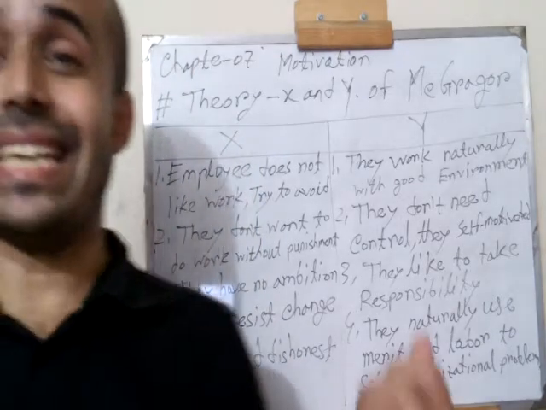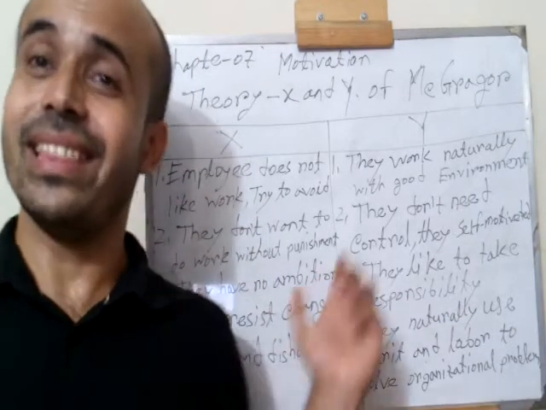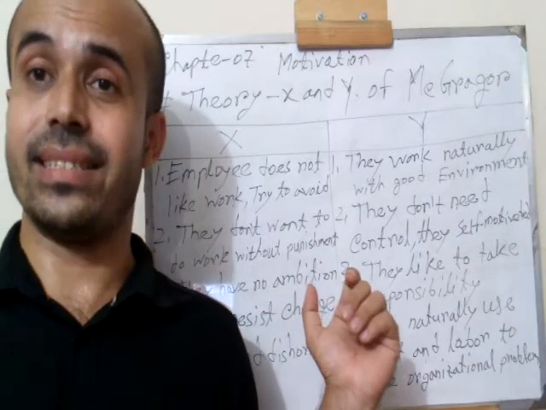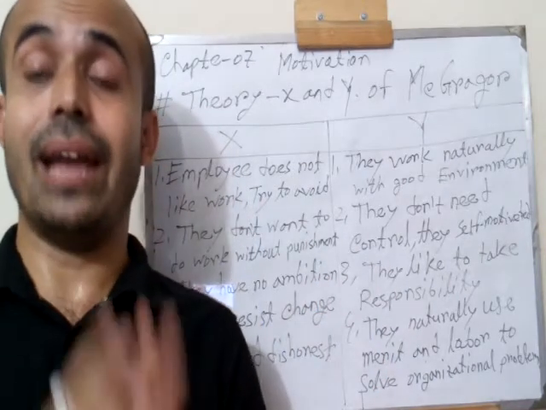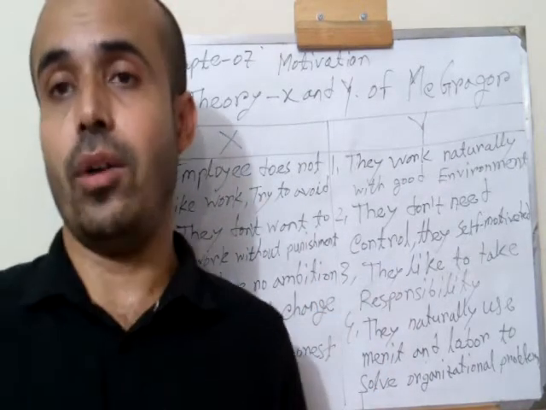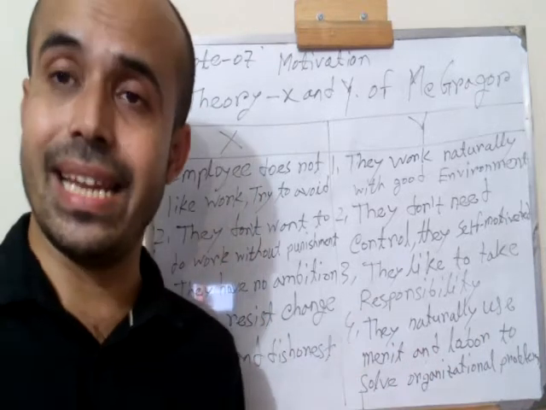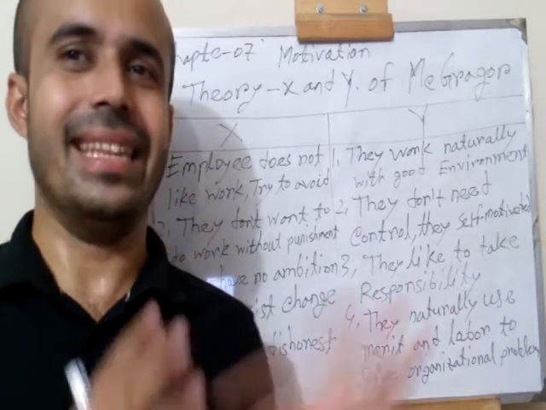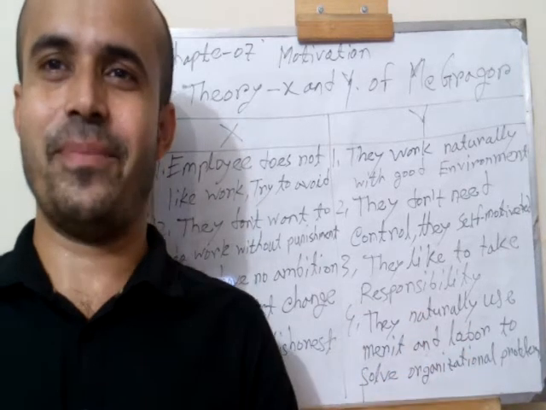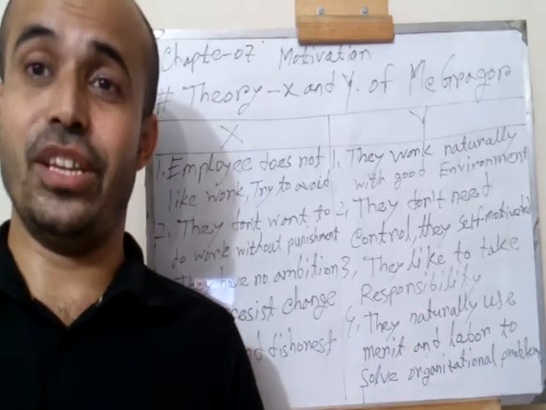Now coming to lazy and dishonest. In the X theory, McGregor thinks, and McGregor gave the view, that generally the workers or employees are lazy and they are dishonest. They are lazy and they are dishonest.